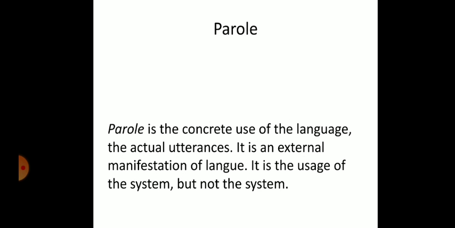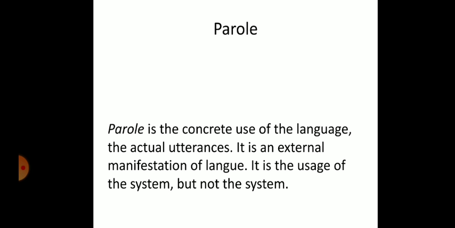On the other hand, the second term that is given again by Saussure is parole. Parole is the actual performance of language, what we perform by means of language. For example, you know English rules of grammar, you know English rules of morphology, and you are asked to write an essay.